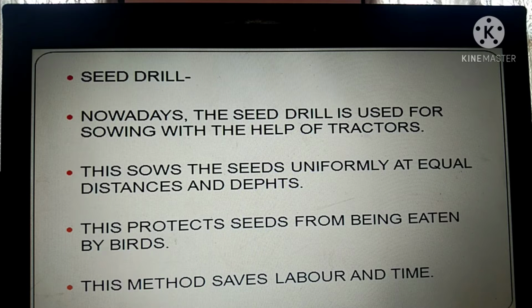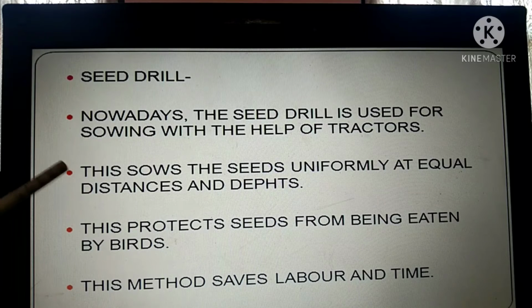different intervals. But now we will study about seed drill, because the traditional method actually takes a lot of time and labor. The farmer has to move throughout the field with the help of the bulls and accordingly sow the seeds. So it actually takes a lot of time and a lot of labor. But in case of seed drill, this is more advantageous, because nowadays the seed drill is used for sowing with the help of tractors. So here tractors are involved. So when machines are involved, it makes human labor very easy. There is no human labor or very less human labor.